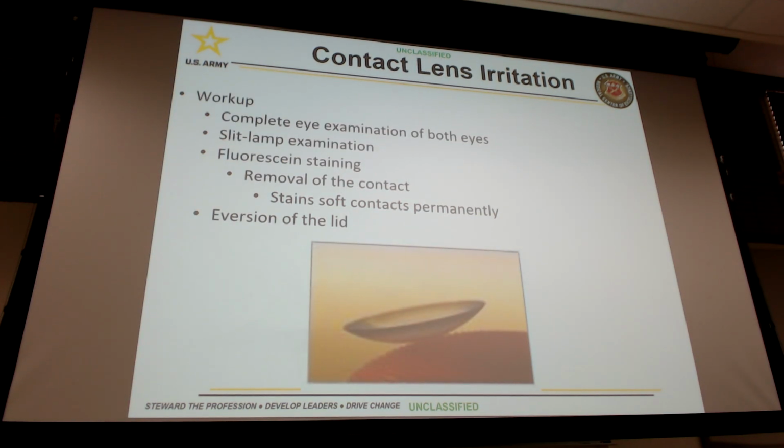Okay, so anytime you have a patient coming in with a history of contact lens wear and their eyes are irritated, you got to do a full eye exam, full slit lamp exam. If you have a slit lamp, great. If you don't, punt it to optometry, okay, where we'll do the full slit lamp exam. If you have the stain, use it, and you'll probably see that there's some sort of defect there. You can evert that upper eyelid too, make sure everything's fine under there.